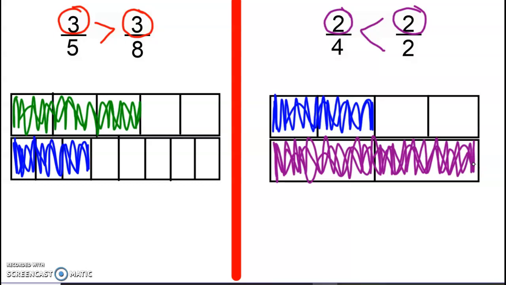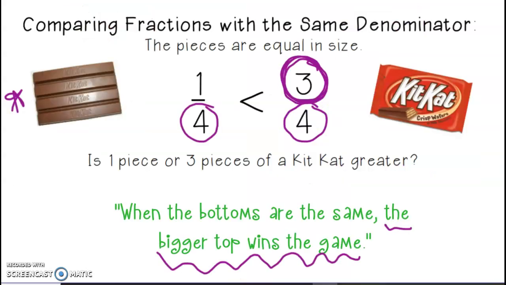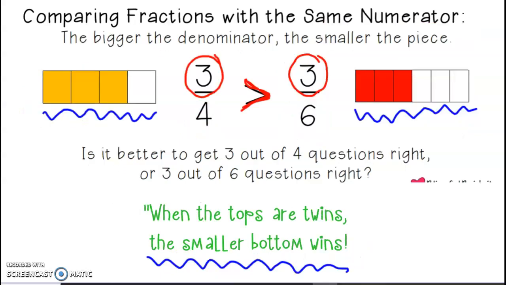So, let's go back one more time and make sure we remember these sayings. When you are looking at fractions with the same denominator, when the bottoms are the same, the bigger top wins the game. So remember that. And in the opposite situation, when we're looking at numerators that are the same, remember: when the tops are twins, the smaller bottom wins.